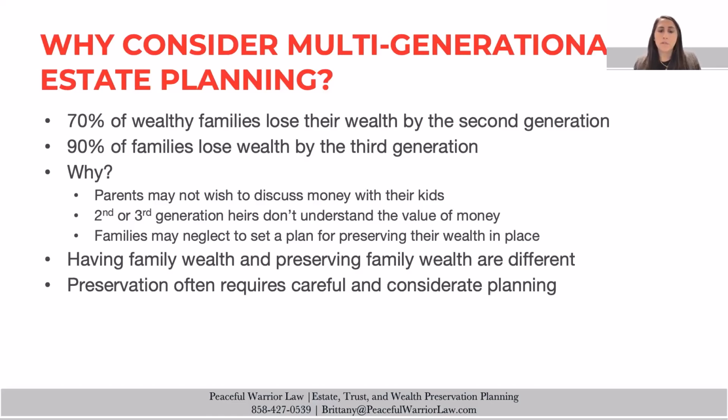Well, oftentimes parents don't want to talk about money with their kids, or grandparents don't want to talk about money with their kids. Second and third generation heirs don't understand the value of money. And if they've never had to earn it themselves, they are usually not equipped to continue to manage and preserve it. Or the worst thing is that families just neglected to set a plan for preserving their wealth, because having family wealth and preserving it are two different things. That's why those statistics are so stark. Preservation requires careful and considerate planning.